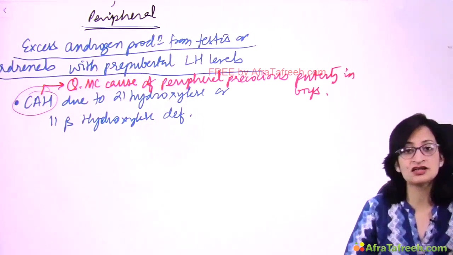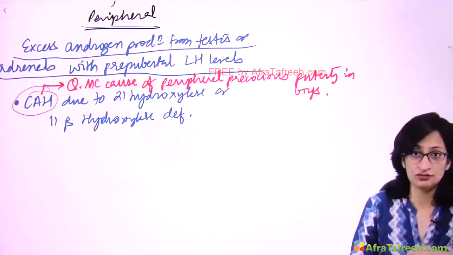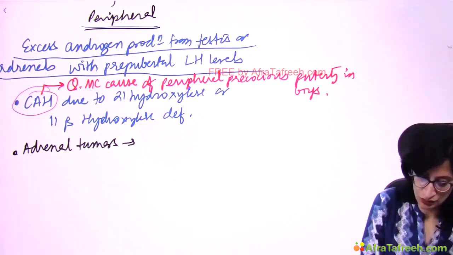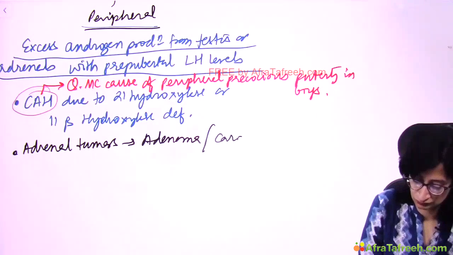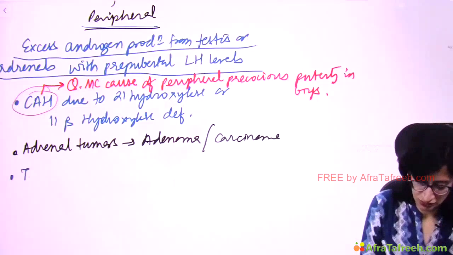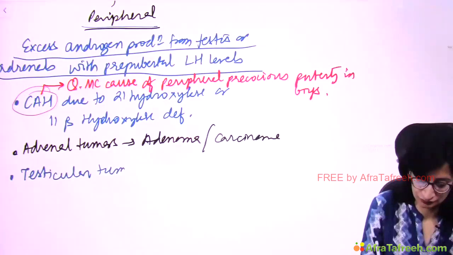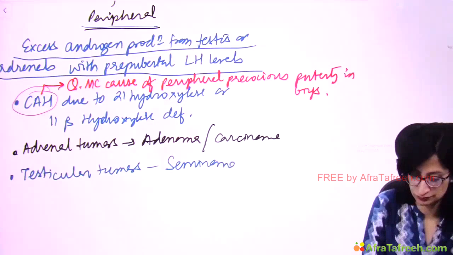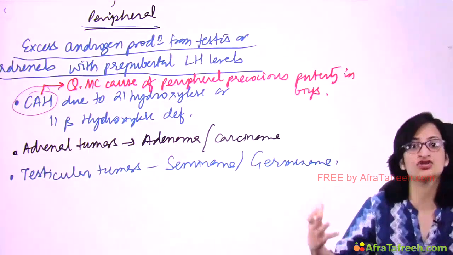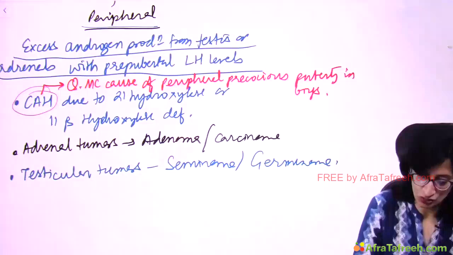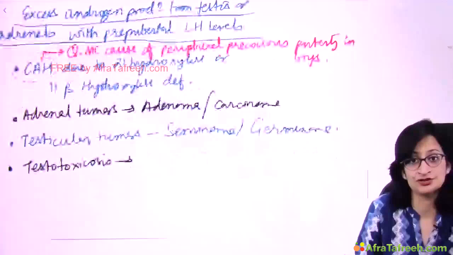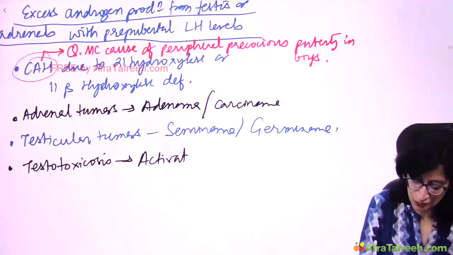Apart from that, the excess androgen production can be due to adrenal tumors like adenoma or carcinoma, or testicular tumors like germinoma or seminoma. Then it can be because of testotoxicosis, where there is activation of the LH receptors, leading to excess production of testosterone.